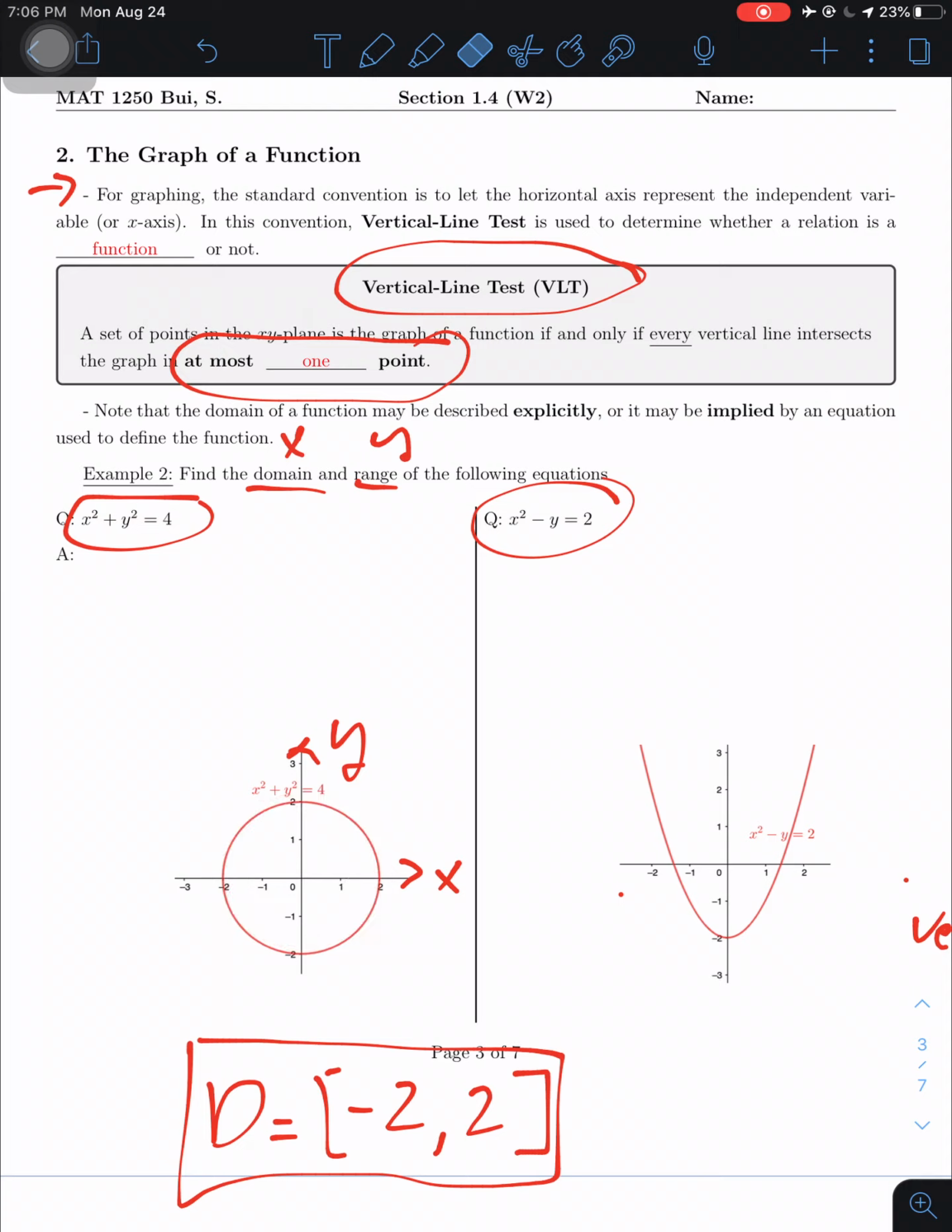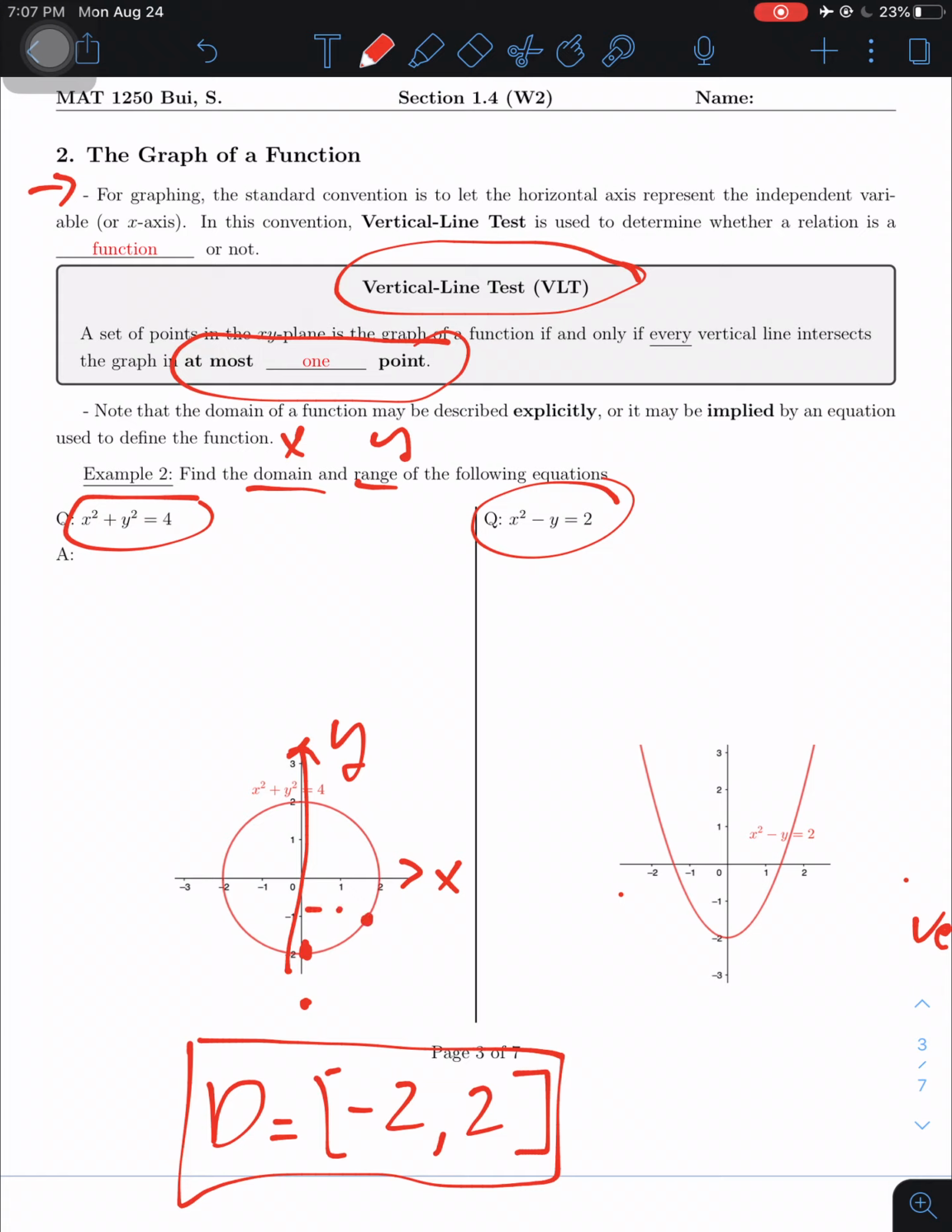Okay, so the range is about the y values, right? For y values, we talk about this axis right there. So what y values do we have here? If you go, say, to -4 or -3, something like that, it's not a part of the circle anywhere, right? But if you go up, you have this. You have -2. If you go up more to -1, you don't have -1 on the y-axis, but fortunately you have -1 here on the circle, right?